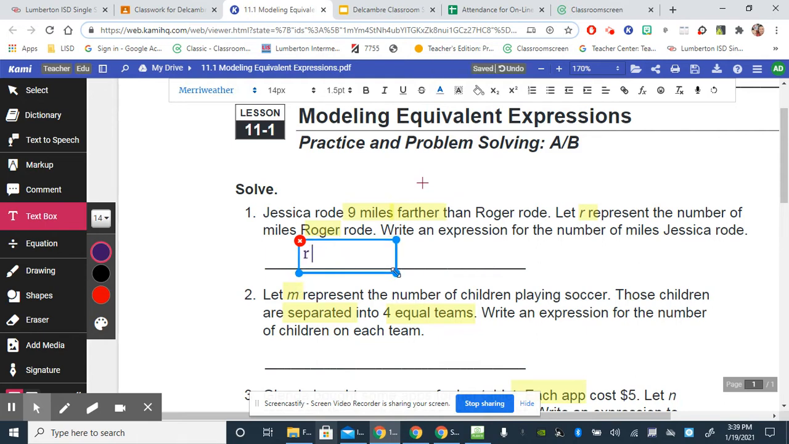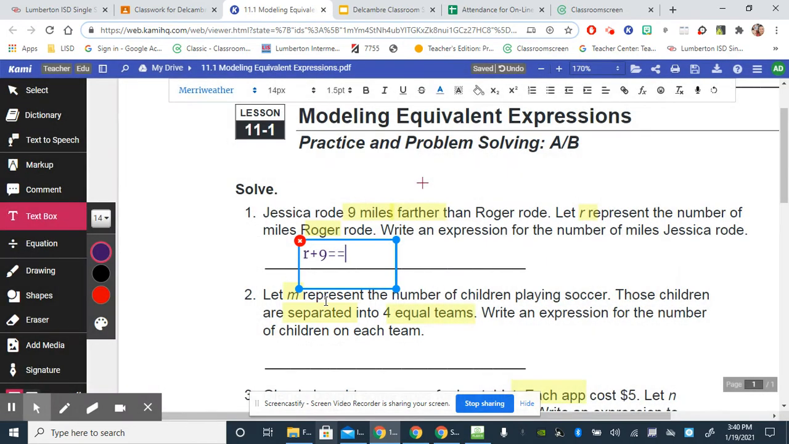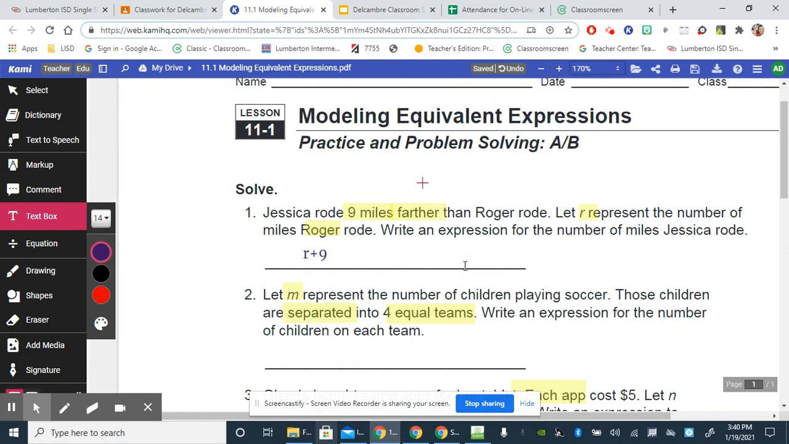R plus, there we go. 9 equals, oh, what the heck? What happened here? I didn't know that. That was interesting. I didn't need to put an equal sign there, but when I did, it made a kind of spotlight. All right, so R plus 9 is my expression there.